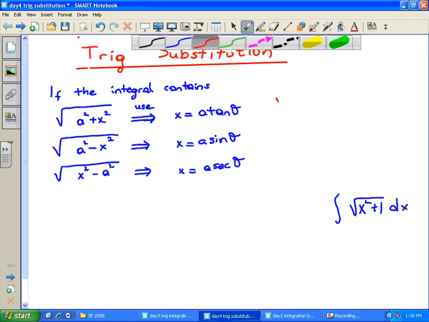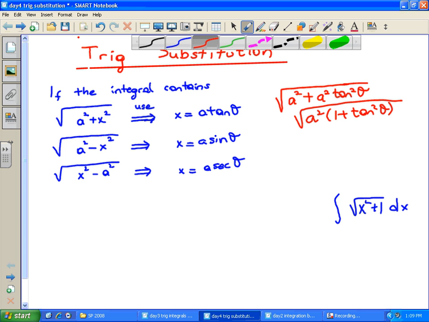Instead of x, plugging in a tangent theta, you would have a squared plus, what could I write for x squared if x is a tangent theta? What is the square of that? Right, in other words, if you simplify that, that's going to be a squared tangent squared theta, right? If you simplify it a little bit, take out an a squared, now you're left with 1 plus tangent squared. And do we have an identity for 1 plus tangent squared? Secant squared, right? So that's exactly why we're using tangent theta when you have a sum of two squares, because there is an identity that says 1 plus tangent squared equals secant squared.